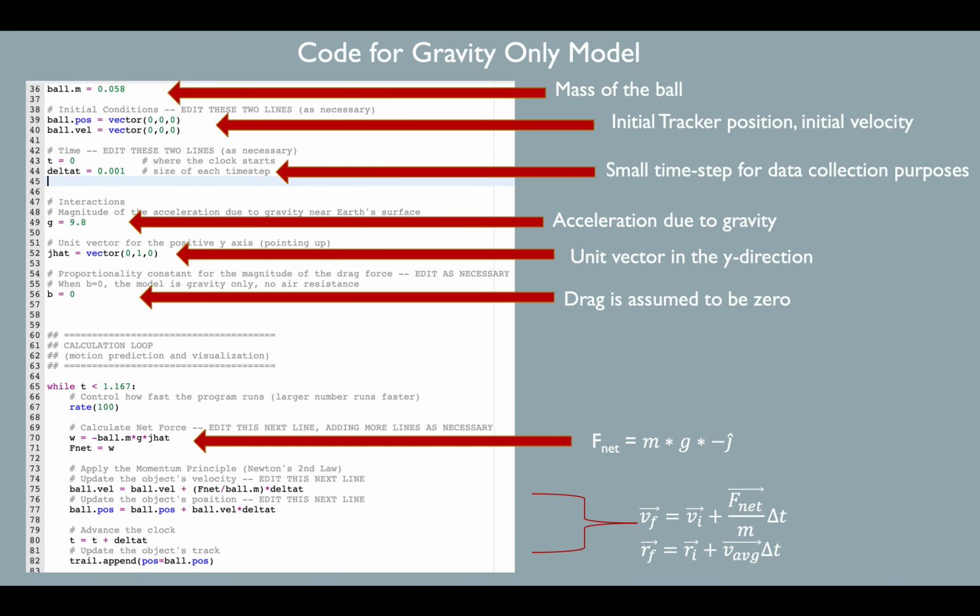For the gravity-only model, I edited the starter code by inserting the mass and initial position of the ball from tracker. I also made the initial velocity 0 since the ball is dropped from rest. The drag coefficient is 0 as well, since this model assumes no drag force. The j-hat vector is a unit vector in the y direction, and I use this to calculate the weight force, which is F net in the model. I used Newton's second law to update the velocity and position of the ball.